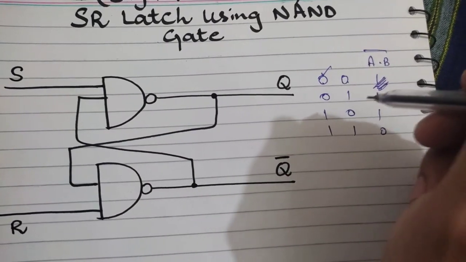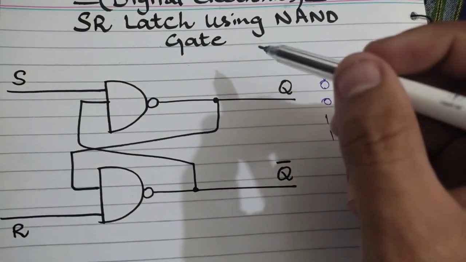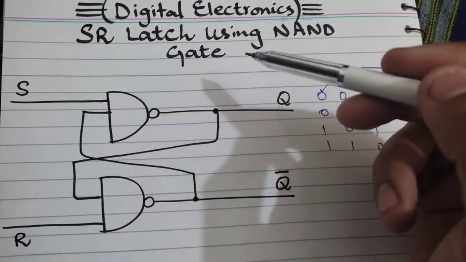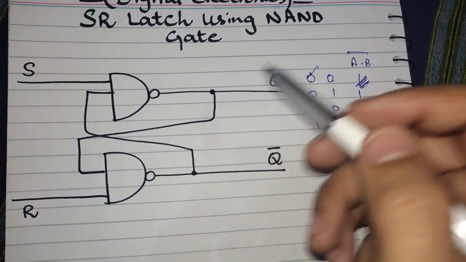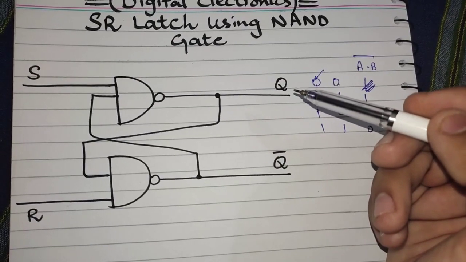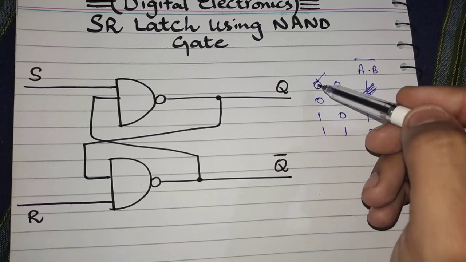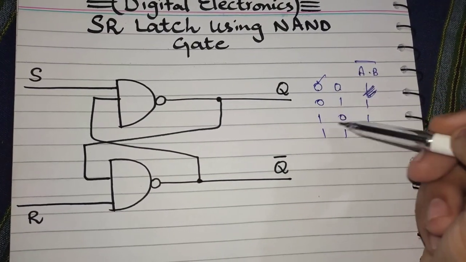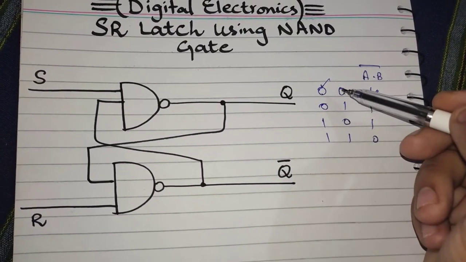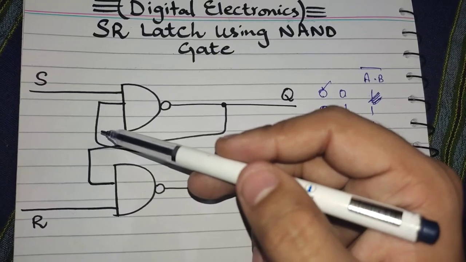So remember this property of a NAND gate when you are going to implement the SR latch circuit by using the NAND gate. By using that property, we can see that if any of the inputs is 0, the output will be 1. So we don't have to be concerned with the second input if any of our inputs is 0.